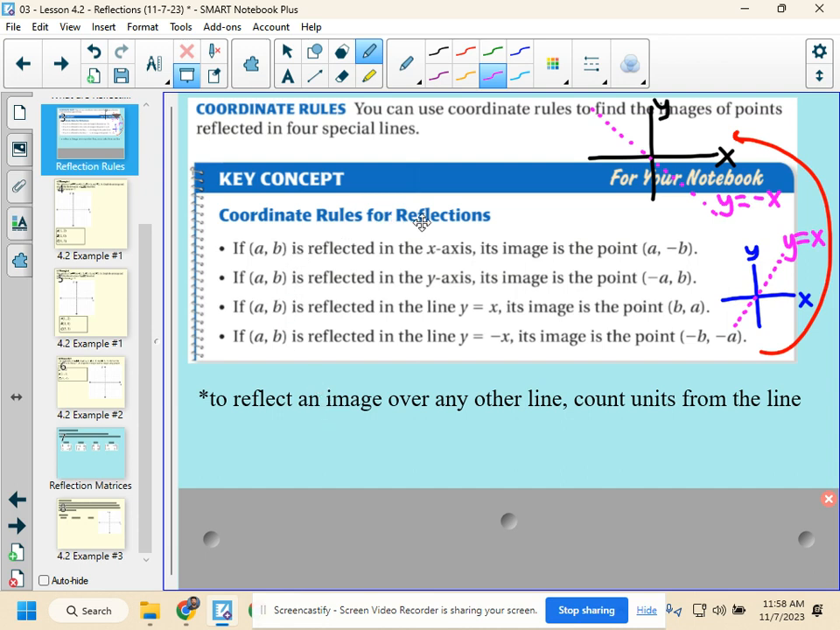It's not necessarily a specific rule. It's just how we're going to do a reflection over any other line besides these four. Okay, let's start actually with this one. I think I've got two here, and then we'll do one of the rules. I don't remember which of the four it is. So let's do some examples here.